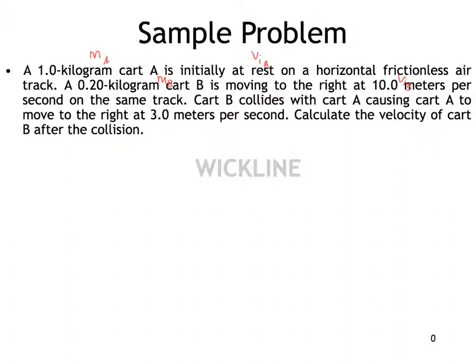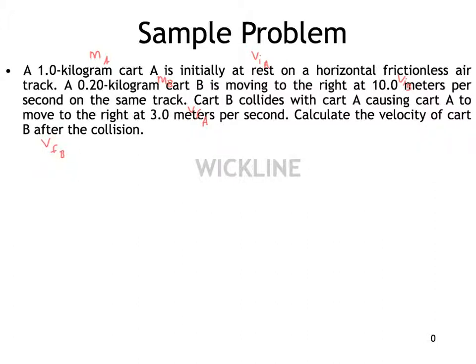And it does say that cart B collides with cart A, causing cart A to move to the right at 3 meters per second. So this is a final velocity. I'm going to call that VF, and it's the VF for cart A. So I'm calling it VFA, final velocity for cart A. And they want me to calculate the velocity of cart B, so that would be VFB. So there's a lot going on here. We have a mass for A, an initial velocity for A, mass for B, an initial velocity for B, and a final velocity for A, and we're looking for a final velocity for B.